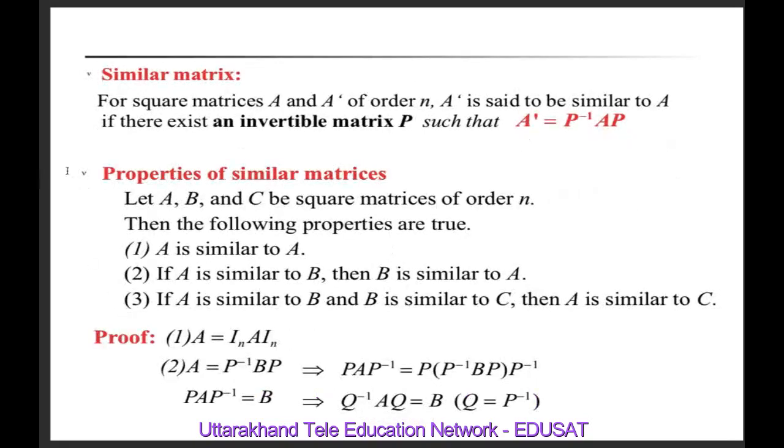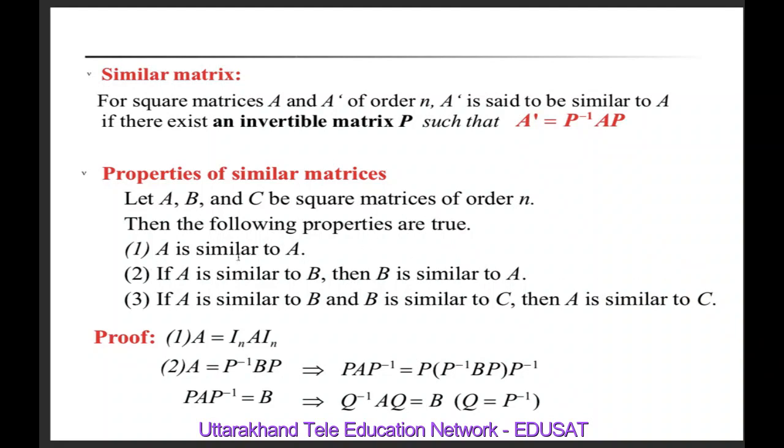Now, similar matrix. For square matrices A and A dash of order n, A dash is said to be similar to A if there exists an invertible matrix P such that A dash is equal to P inverse A P. Now some properties of similar matrices. If A, B, C are square matrices of order n, then A is similar to A. If A is similar to B, then B is also similar to A. If A is similar to B and B is similar to C, then A is also similar to C.